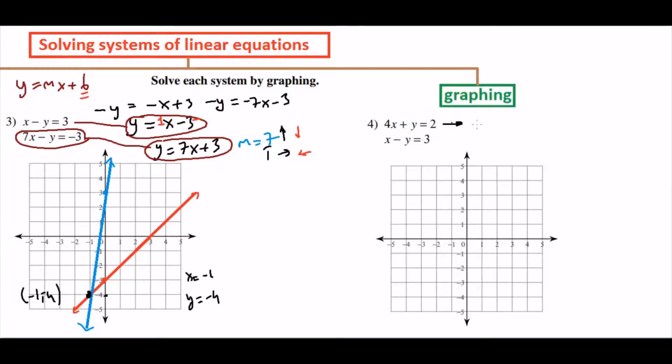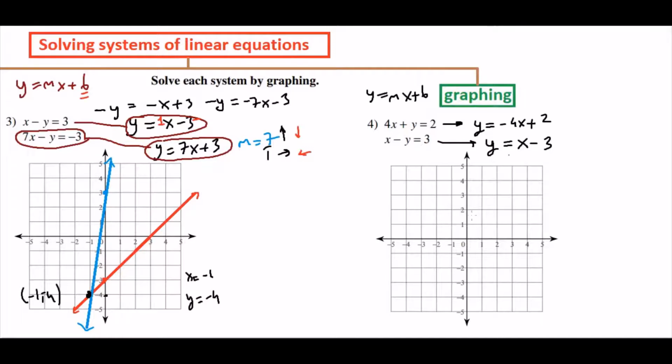First, we have to put it in y equals mx plus b, which is slope-intercept form. Solve for y. Subtract 4x on both sides, so y equals -4x plus 2. And here, subtract x on both sides and multiply everything by negative, so it will be x minus 3.